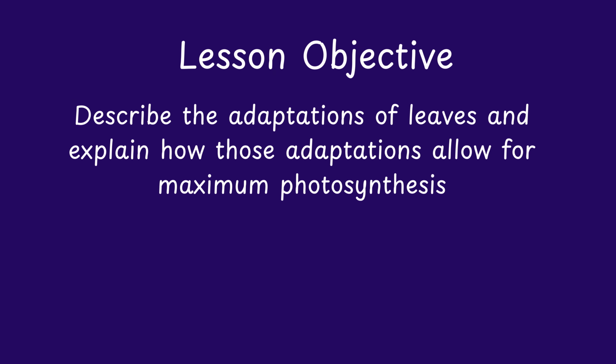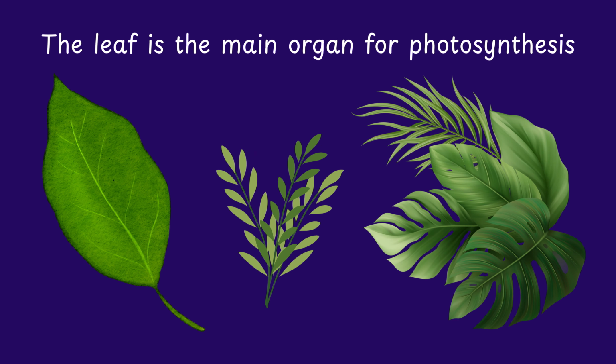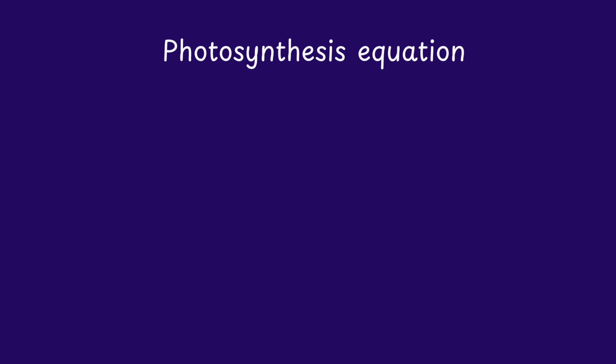The lesson objective is to describe the adaptations of leaves and explain how those adaptations allow for maximum photosynthesis. The leaf is the main organ for photosynthesis. They come in different sizes and different shapes, but they are all adapted for photosynthesis.